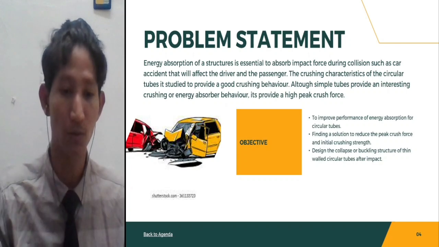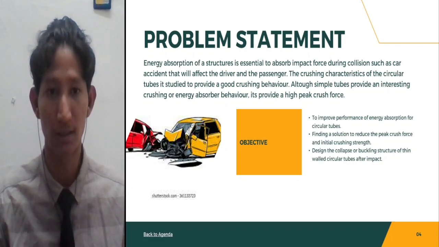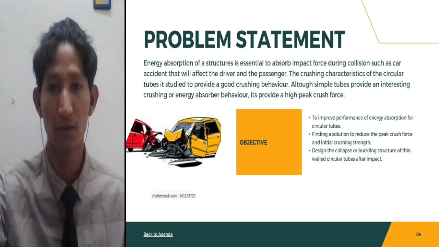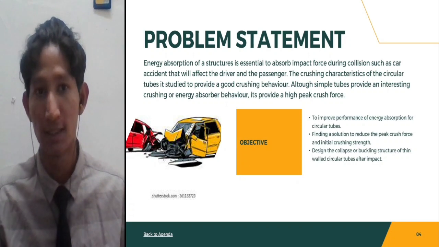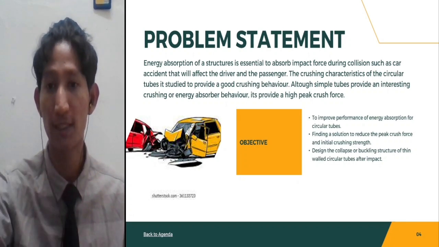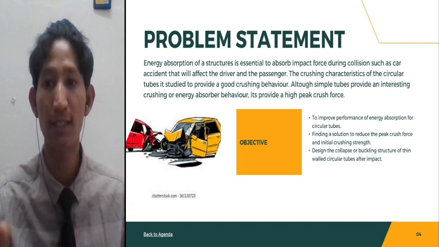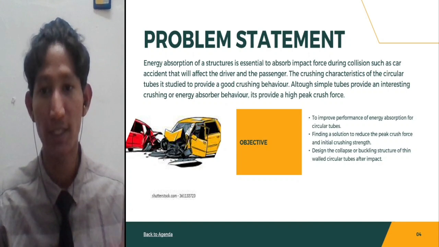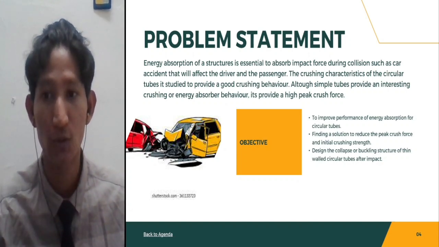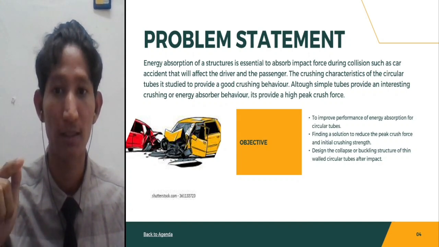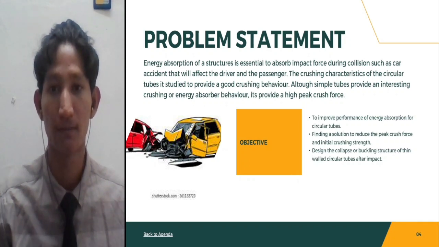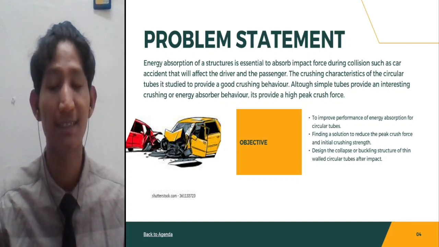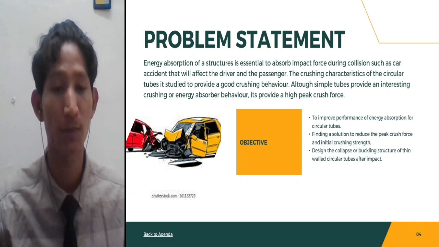So in order to give a good structure of tubes, we look to the objective of our study, which is first to improve performance of energy absorption for circular tubes. Second, we need to find a solution to reduce the peak crush force and initial crushing strength. And third, we want to design the collapse or buckling structure of thin wall circular tubes after the impact.